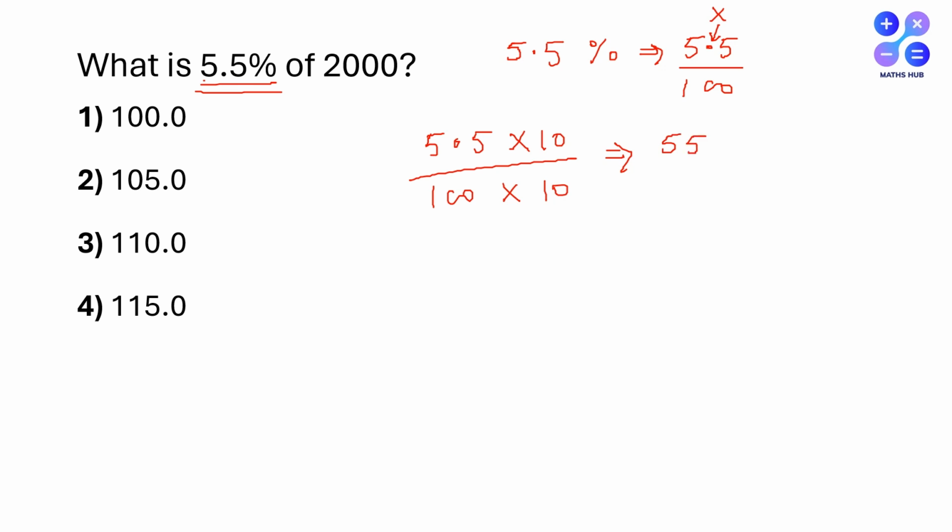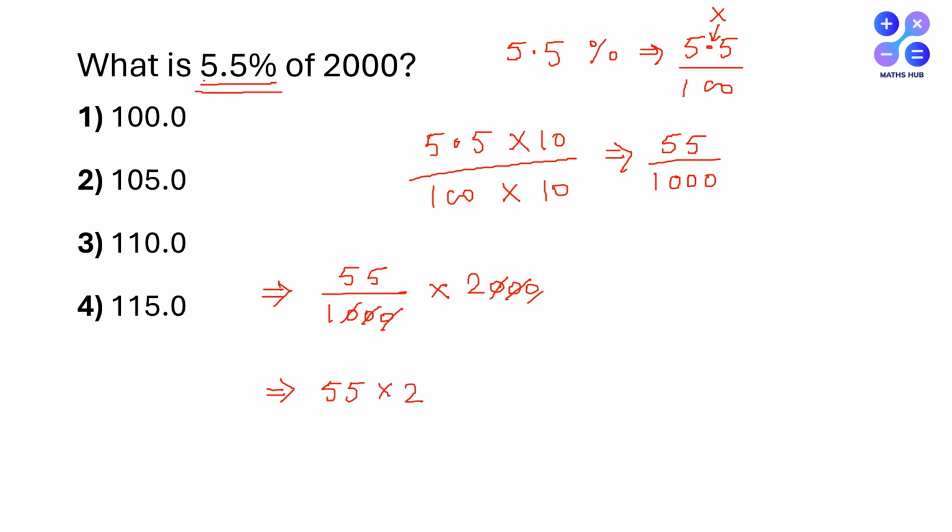Here the simplest form of 5.5% is 55 upon 1000, and we have to find 55 upon 1000 of 2000, the same as 5.5% of 2000. So in this calculation all three zeros get cancelled out and we are left with 55 into 2, and that is 110. So the answer is 110, option number 3.